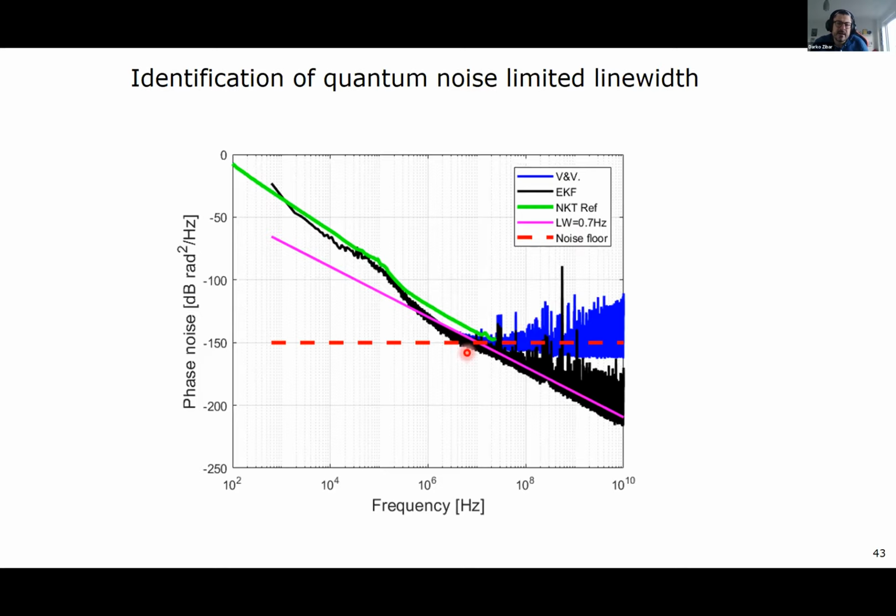And also we can identify the true line width of your laser, which is around 0.7 hertz. And this is much less compared to the green curve, which you would get with the state-of-the-art measurement. So this method has a really true advantage compared to what's in the state of the art in measuring the quantum noise limited line width of the laser. And the only way you can, if you want to measure this quantum limited phase line width, is actually to lock your laser to some kind of a stabilized cavity, but that's very difficult. So this shows that you have a better way of measuring this line width by using this method.